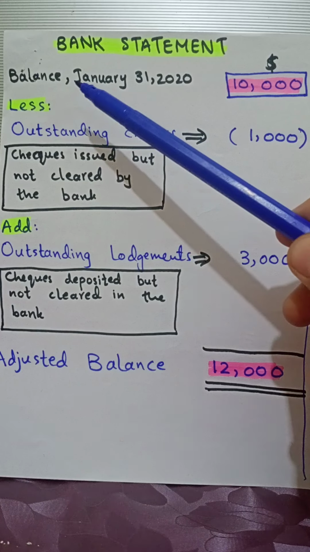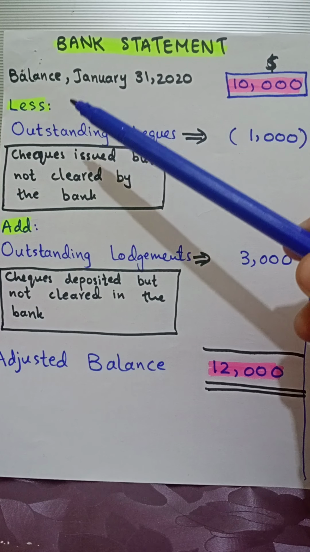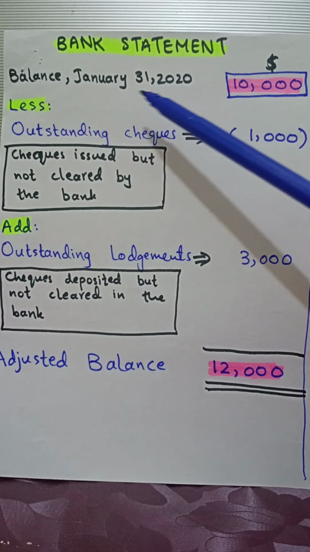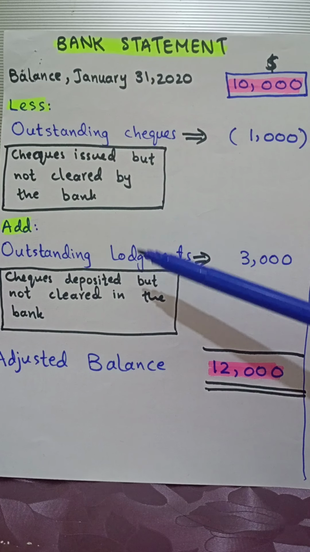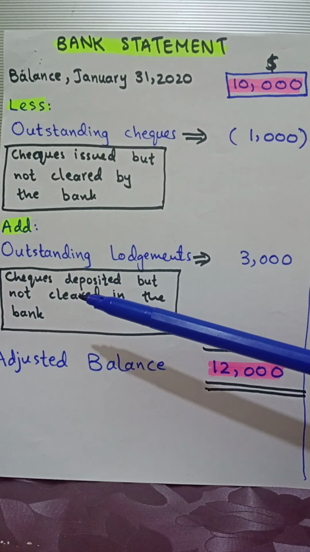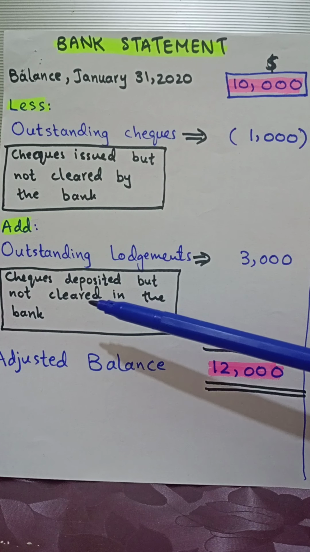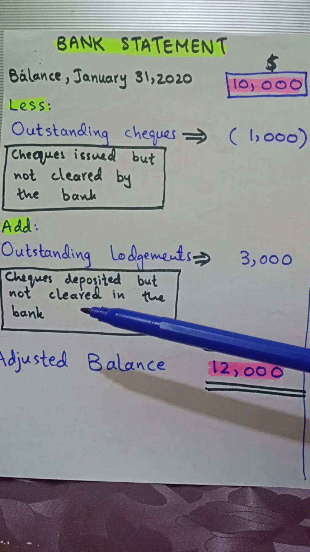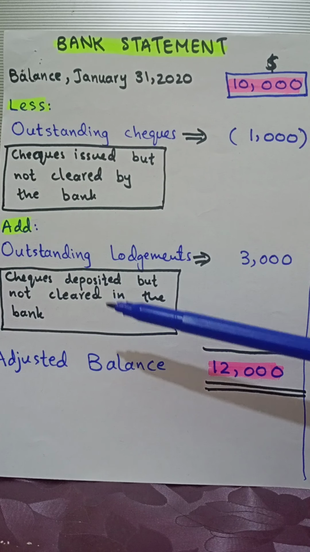Because we need to know exactly what should be the cash balance of the business as on January 31. Now, outstanding lodgements, or outstanding checks, are those checks which are deposited but not cleared in the bank.